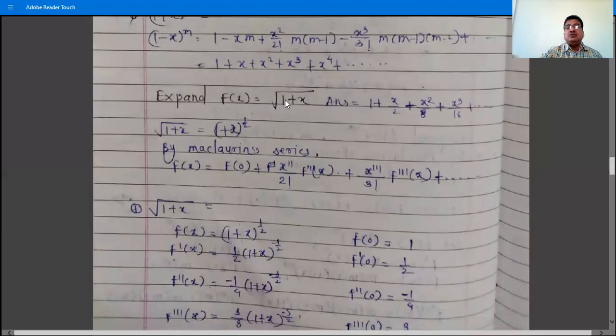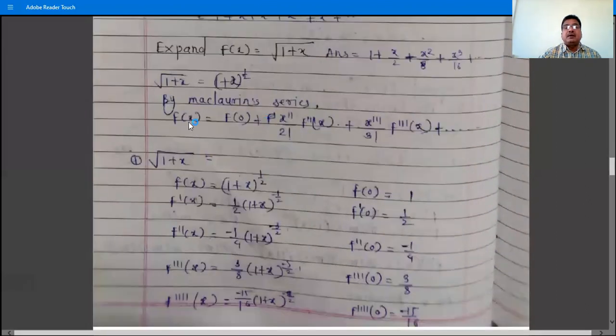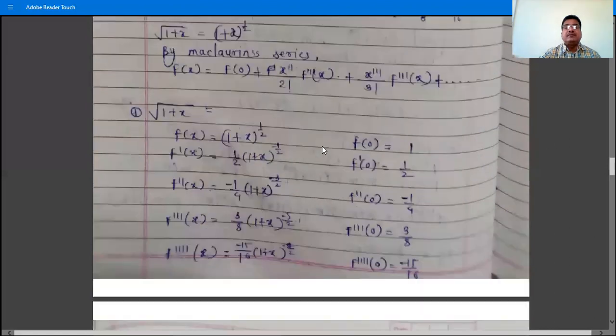Expand f(x) = root of (1 + x). Answer is this. So root of (1 + x) means (1 + x)^(1/2). So I write Maclaurin's theorem: f(x) = f(0) + x f'(0) + x²/2! f''(0) + x³/3! f'''(0) and so on. Then f(x) is (1 + x)^(1/2).